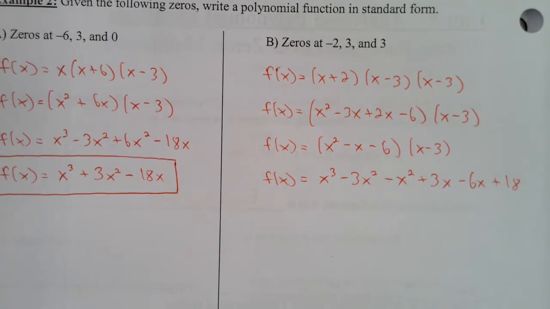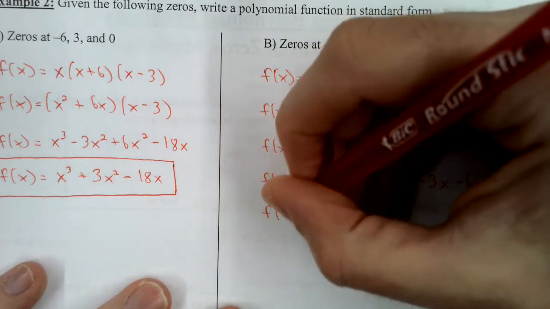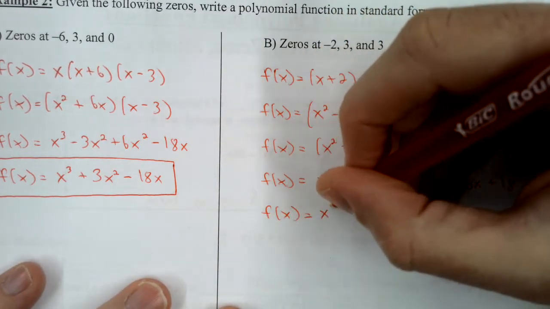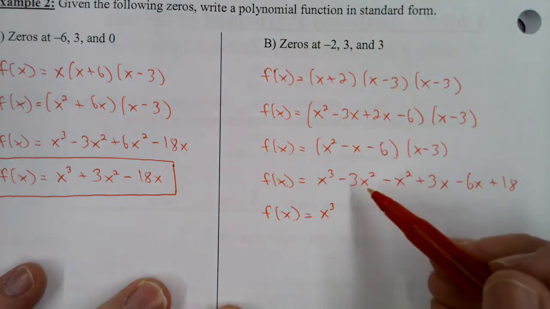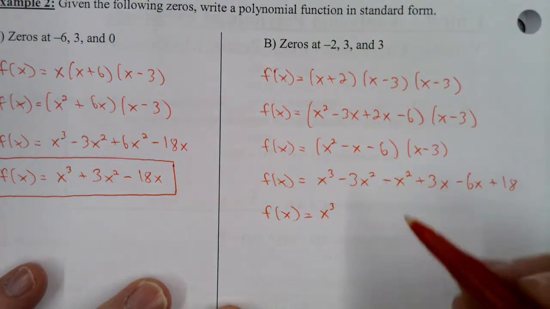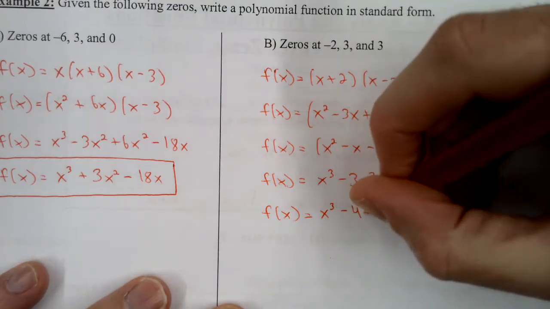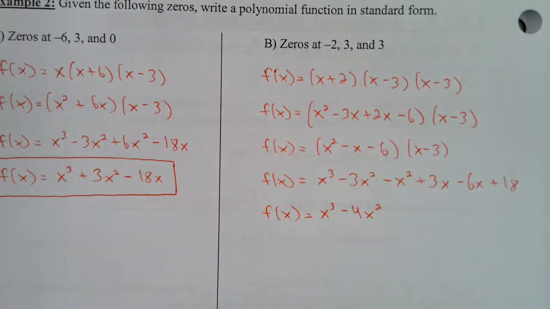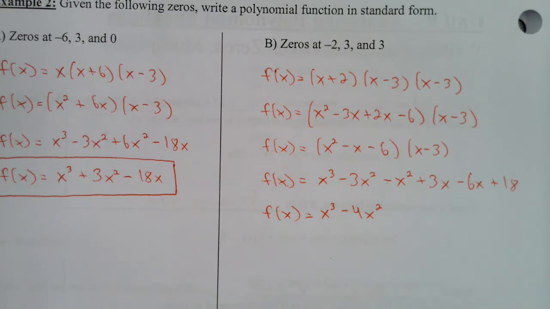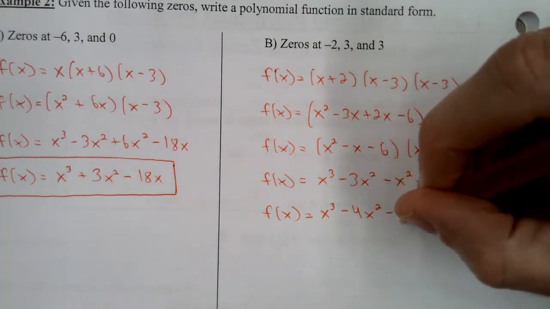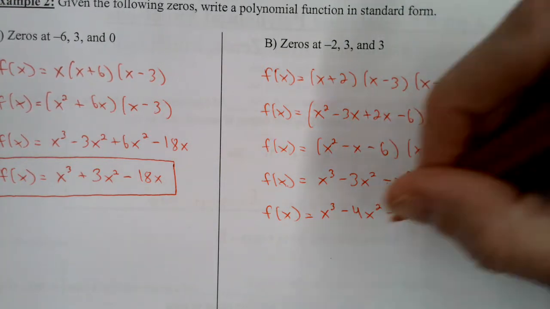Okay, so now let's just combine like terms. And let's make sure the final answer is in standard form. So we have 1x cubed only. Let's combine the x squareds to become negative 4x squared. Let's combine the x's to be negative 3x. And then plus 18 at the end.